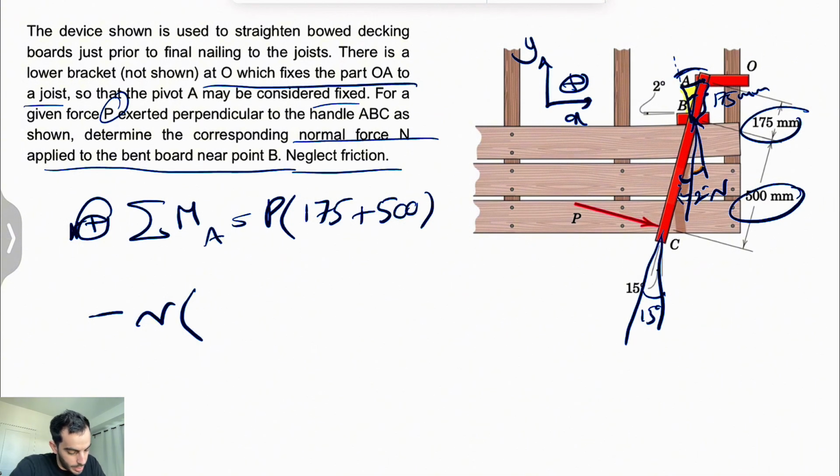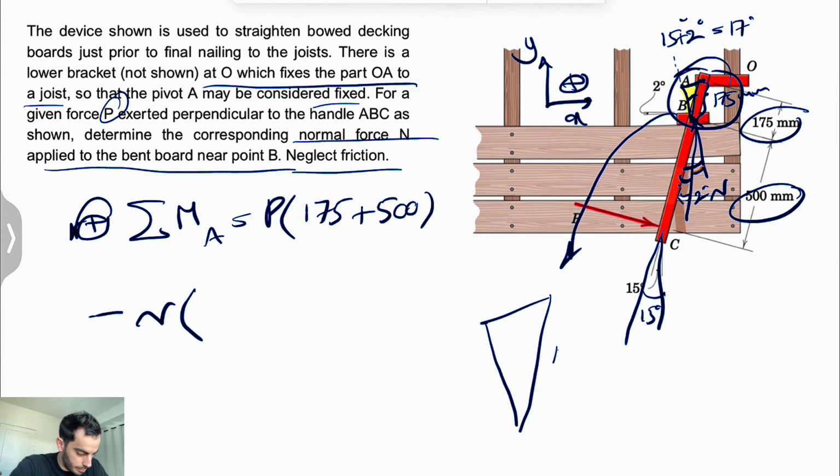If we want the sum of these two angles, we have 15 plus 2, or 17 degrees. And there we go, now we have the distance. This is our right triangle, I'm just going to show it a little bigger: 175. Since this angle is 17 degrees, the distance is 175 sine of 17.